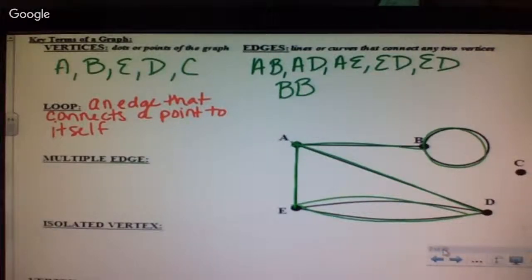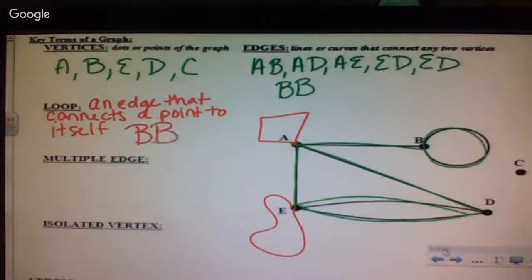Okay. Please understand too that a loop can look like a square. That's a loop. As long as that line comes out of a dot and goes back to that dot before it touches anything else, it is considered a loop. Okay, they can make it even funky looking like this, and that's still a loop. Okay, so don't just necessarily look for a circle. Okay, so your loop here is B back to B.